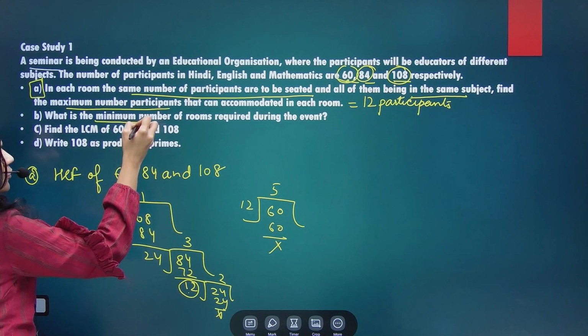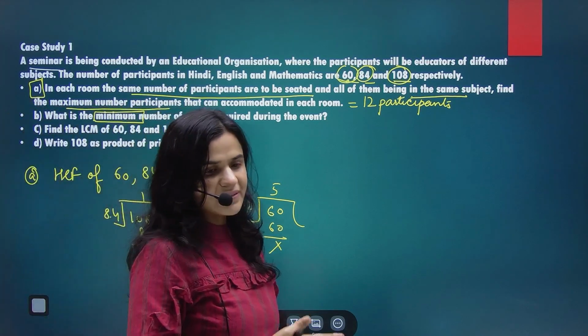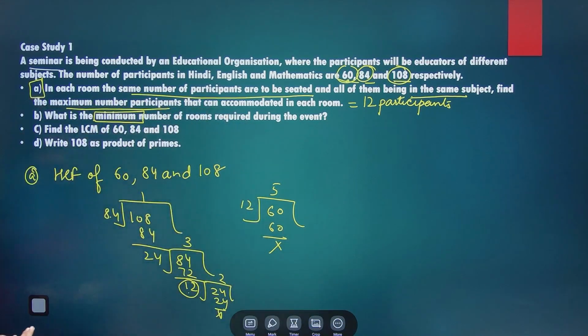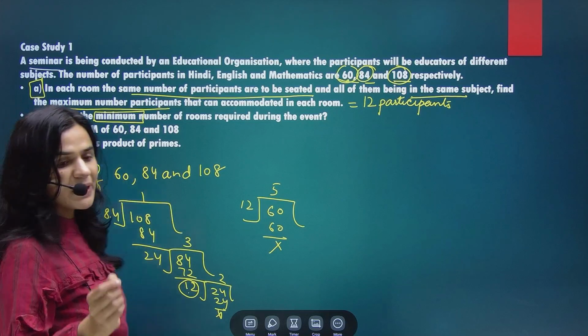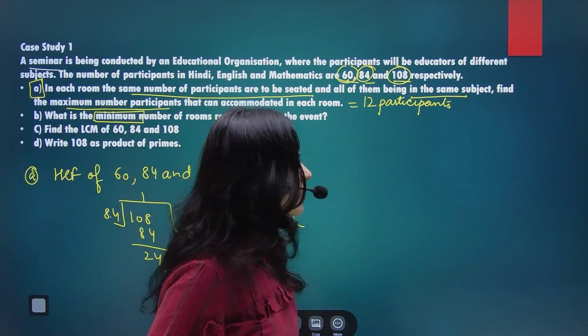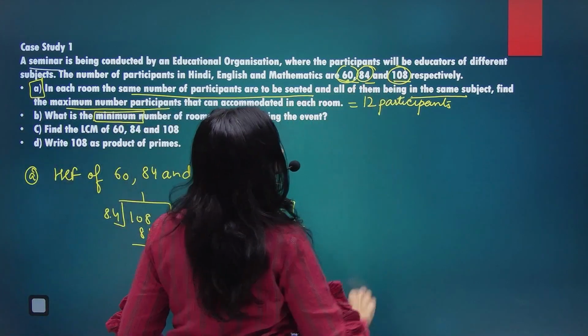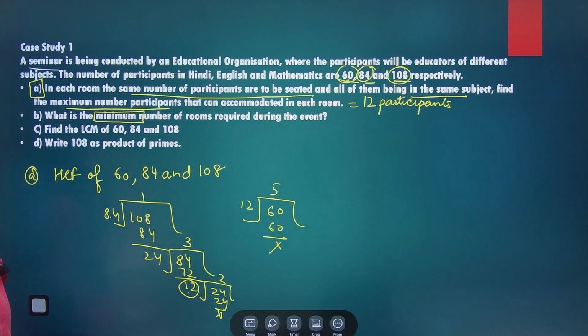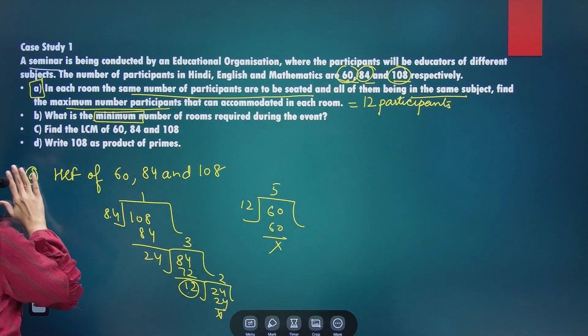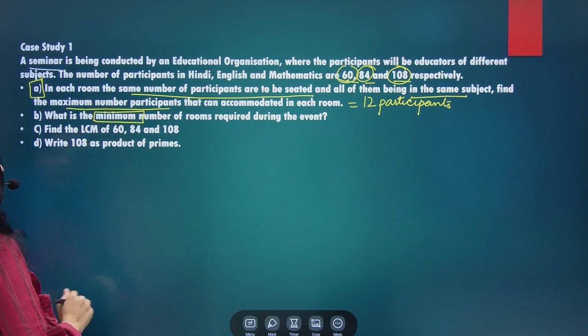What is the minimum number of rooms required? Now when you hear the word minimum, please don't go for LCM straight away. देखिए क्या कह रहा है वो, कि अगर आप 12 participants, if you place 12 participants in each room, how many rooms are they going to occupy? All of them are कितना occupy करेंगे? How many rooms are they going to occupy? For B part, let us find out.